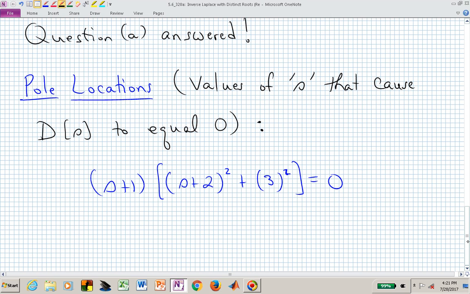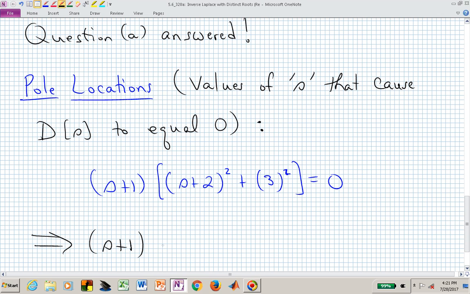Or we're now looking to find values of s that cause this expression, that's the denominator expression, to equal 0. We factored it into two pieces. If we can make either of those two pieces vanish or equal 0, then the whole thing will equal 0 because these two pieces are multiplied together. Let's now look at the first piece, which is the linear factor.